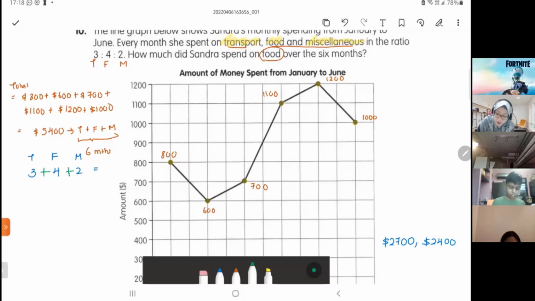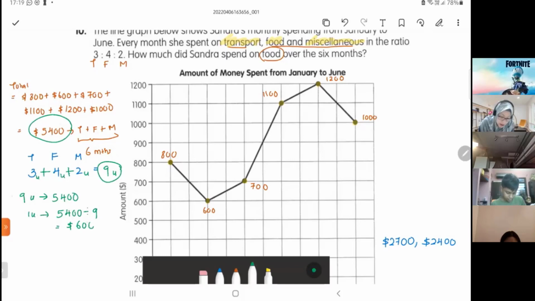The total will be, I just add them up. So 9 units. This is all units, right? So 9 units is actually the total, and this is also the total, so 5,400. 1 unit is 5,400 divided by 9, and I get $600.